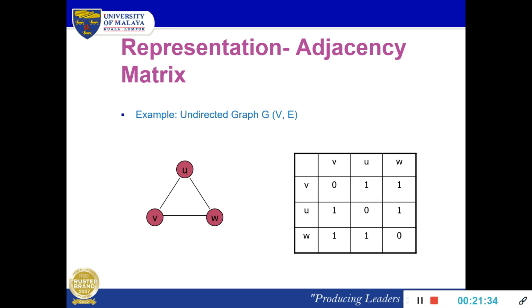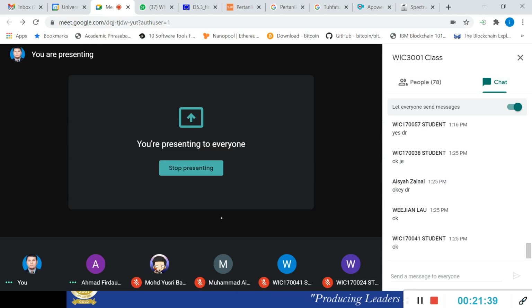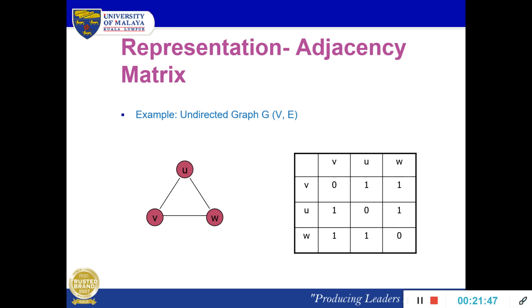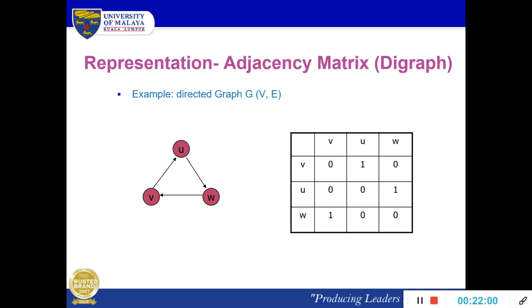Is this a symmetric graph, class? Is this a symmetric graph? Okay, correct. Just to see whether you are there or not. I can see from the physical class whether you pay attention or not, but not the online class. But never mind.